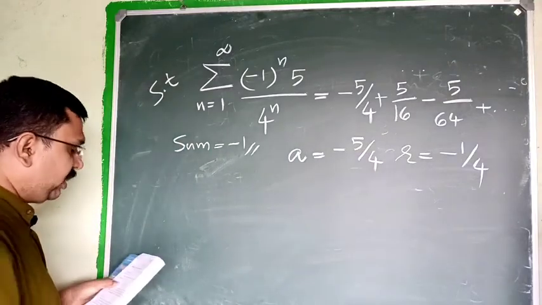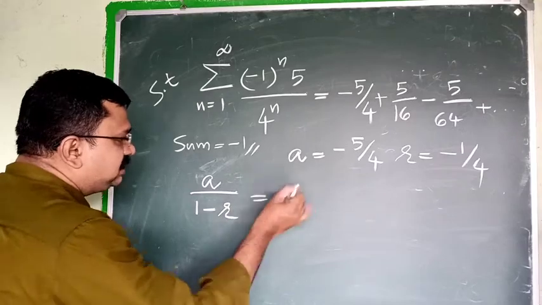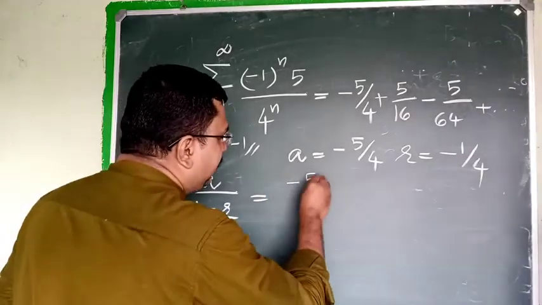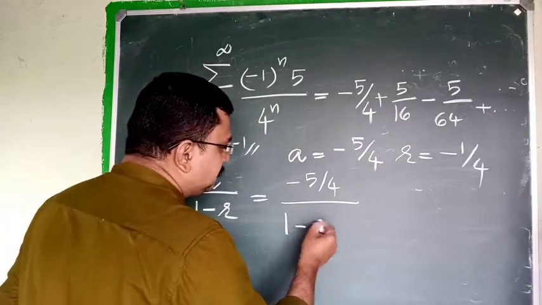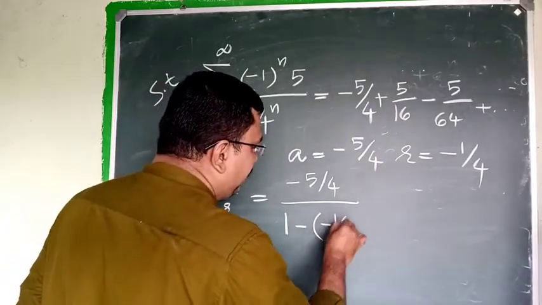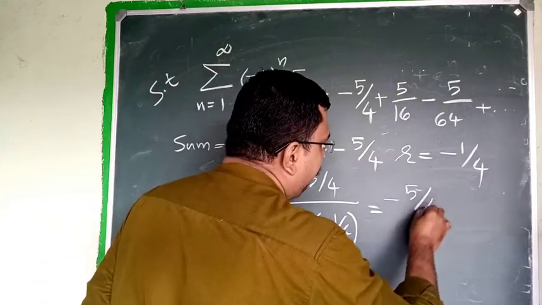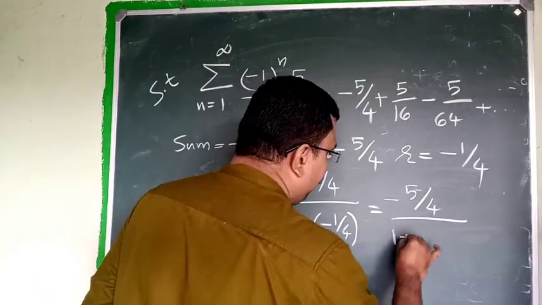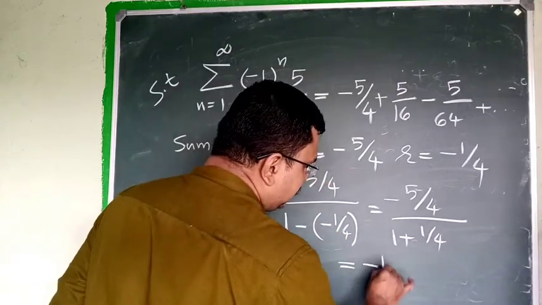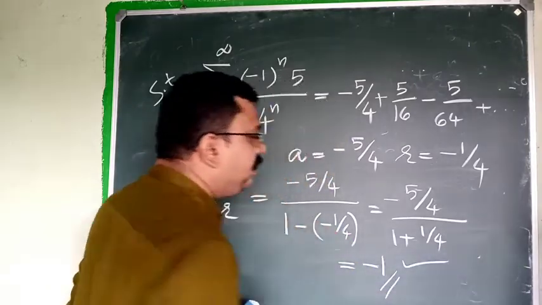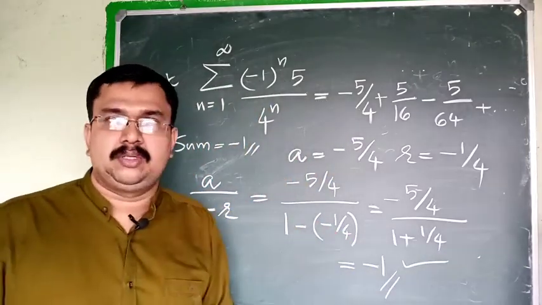Then we know that our equation is a divided by 1 minus r, which is equal to, what is a? Minus 5 by 4 divided by 1 minus r. r is minus 1 by 4, which is equal to minus 5 by 4 divided by 1 plus 1 by 4. When we solve this, we will get the answer minus 1. Okay, what the idea? Please write down on your notebook.